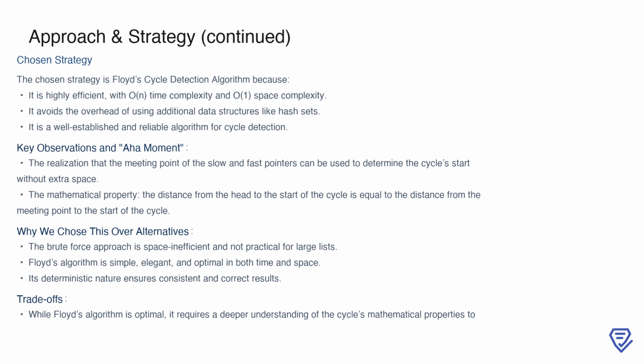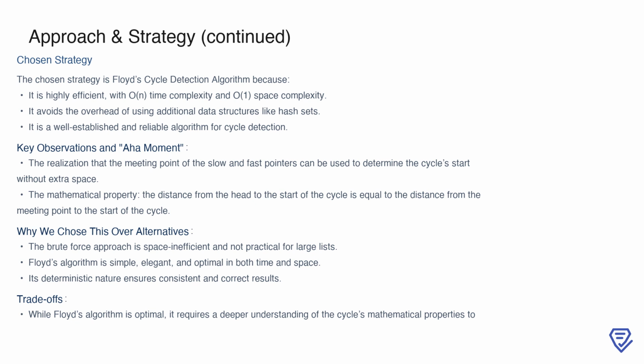Unlike the brute force method, it doesn't require additional data structures, such as hash sets, to track visited nodes. This makes it highly practical for large linked lists. One of the key insights of this algorithm, often referred to as the aha moment, is the realization that the meeting point of the two pointers can be used to locate the start of the cycle.